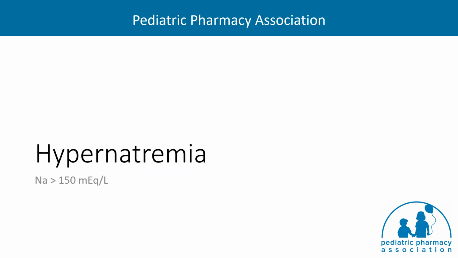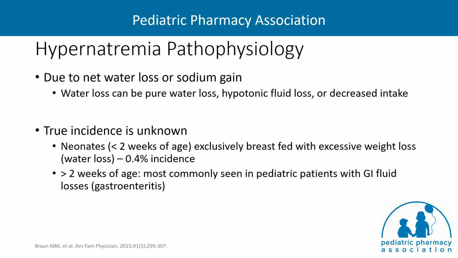Now let's shift gears from hyponatremia to hypernatremia, with a serum sodium of greater than 150 milliequivalents per liter. Hypernatremia may be due to net water loss, whether it's increased loss or decreased intake, or net sodium gain. Water loss can be pure water loss, hypotonic fluid loss, which involves the loss of bodily fluids with a sodium concentration that is less than that of the serum sodium, or decreased intake.